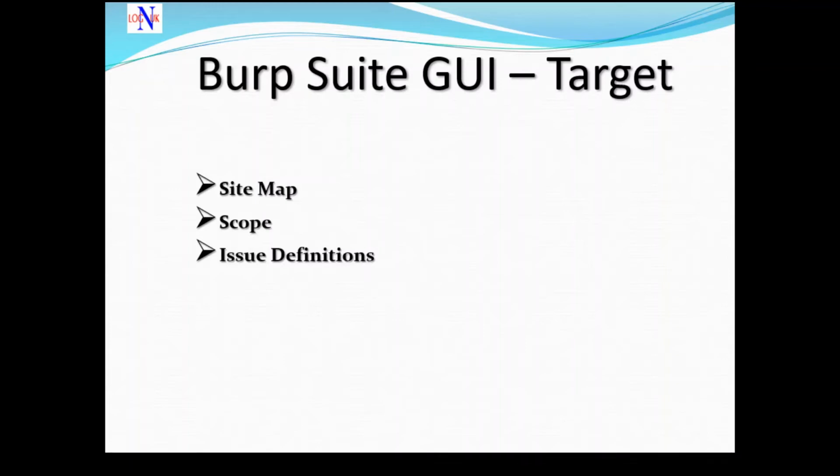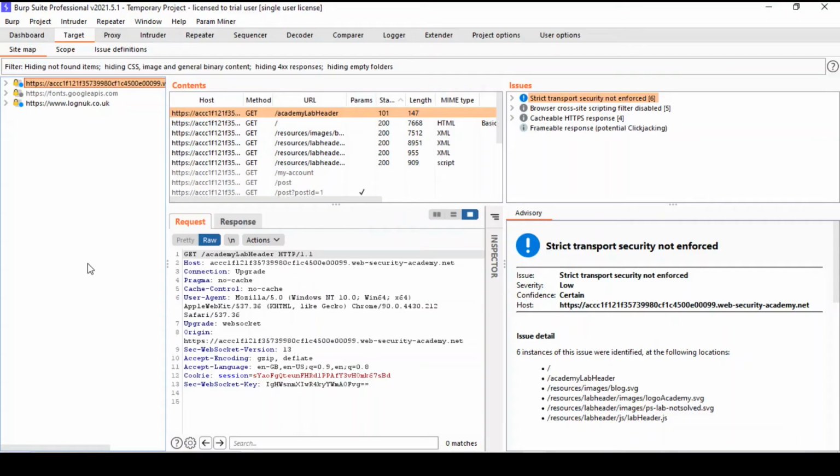The target tool. This one has three different tabs built in: the sitemap, the scope, and issue definitions. We are in a target, and you can see the tabs mentioned in the presentation. These tabs have further different sections within them for different purposes, to either enhance productivity while you're hunting for bugs or just testing the application to understand it further.